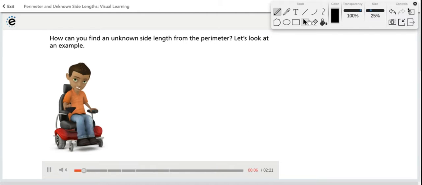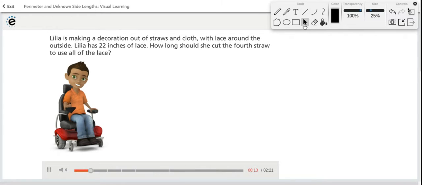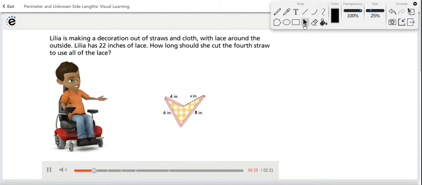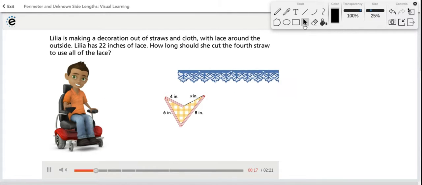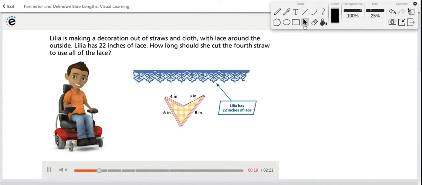How can you find an unknown side length from the perimeter? Let's look at an example. Lilia is making a decoration out of straws and cloth with lace around the outside. Lilia has 22 inches of lace. How long should she cut the fourth straw to use all of the lace?